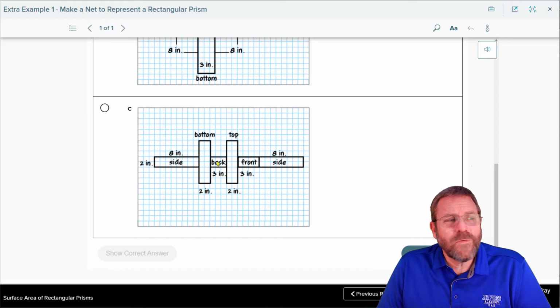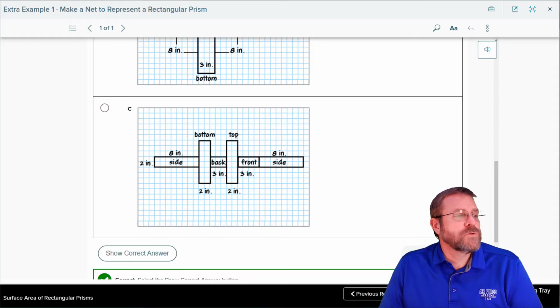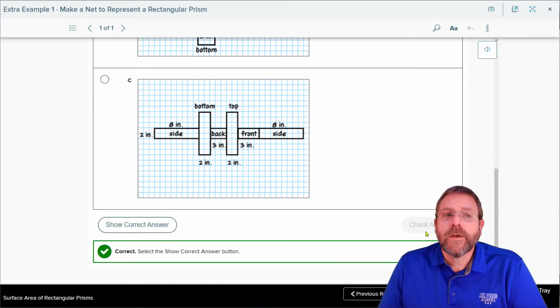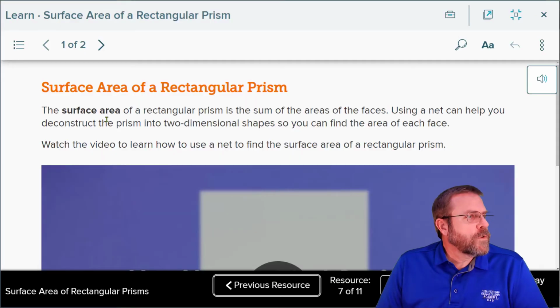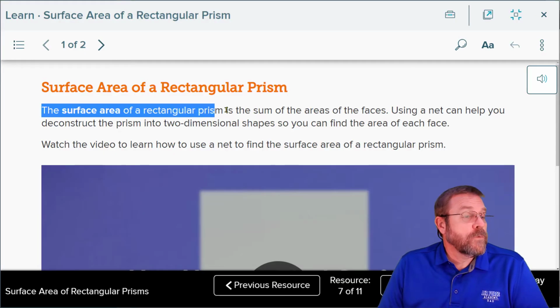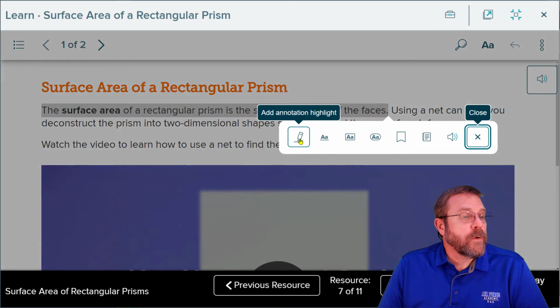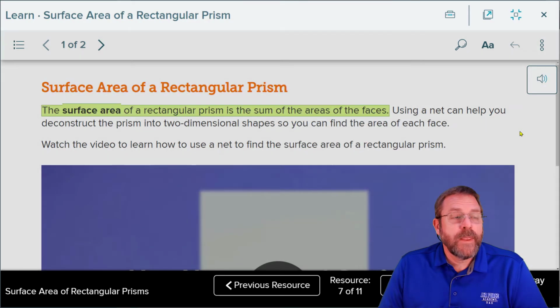It just won't fold back in to make a box. So the correct answer you should have selected is going to be B for that problem. The surface area of a rectangular prism is going to be the sum of the areas of its faces. So we've learned how to make a net.